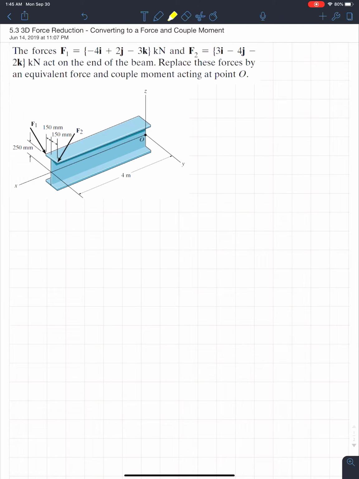We're going to convert those two forces into a single force at point O and a moment vector at point O. And then later on in the next example, 5.4, we're going to expand upon this and say, okay, well, we have a force and a moment at point O. But if I move that single resultant force, that'll start to create a moment because it's at a distance from point O. So in the next example, we can reduce all the forces into just a single force at a distance from the point, which would create the couple moment.